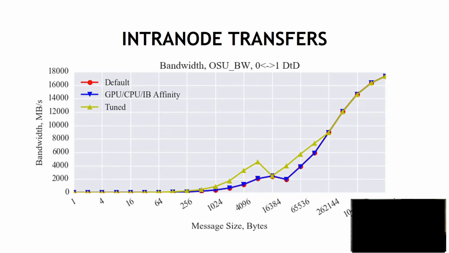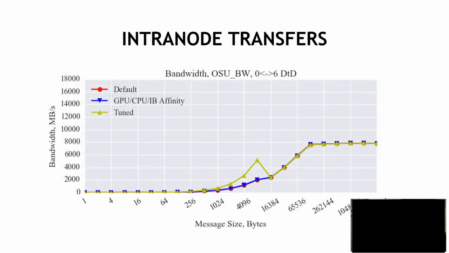One thing you can see here is that the maximum bandwidth you see here is about 17 gigabytes per second. That clearly is not over PCI Express. That is over NVLink. So you can realize that bandwidth pretty easily with out-of-the-box code. You don't have to make any modifications.